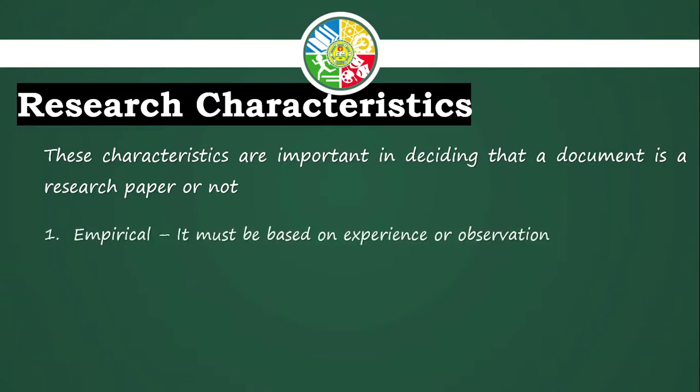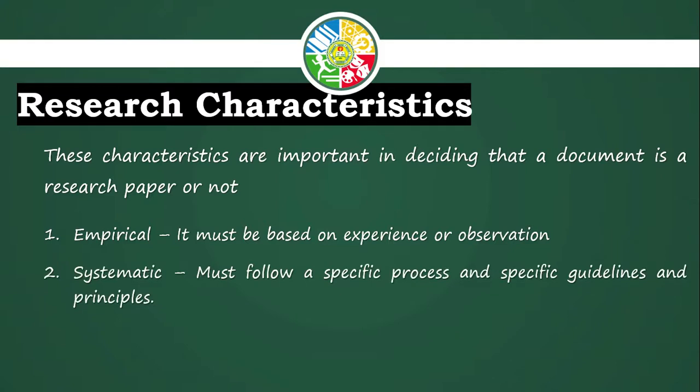First is empirical. It must be based on experience or observation. Meaning, as a researcher, dapat kamo joy mubuhat or mo-conduct sa research nga inyong gihimo. Dili kay ikaw researcher, lahi nga tawo imong ipakandak. So it must be based on experience or it should be observable. Based on observation rather. Systematic must follow a specific process and specific guidelines and principles. As what I've said before, atong system, you need to follow from chapter 1 until chapter 5. Dili ta mo diretso chapter 5.